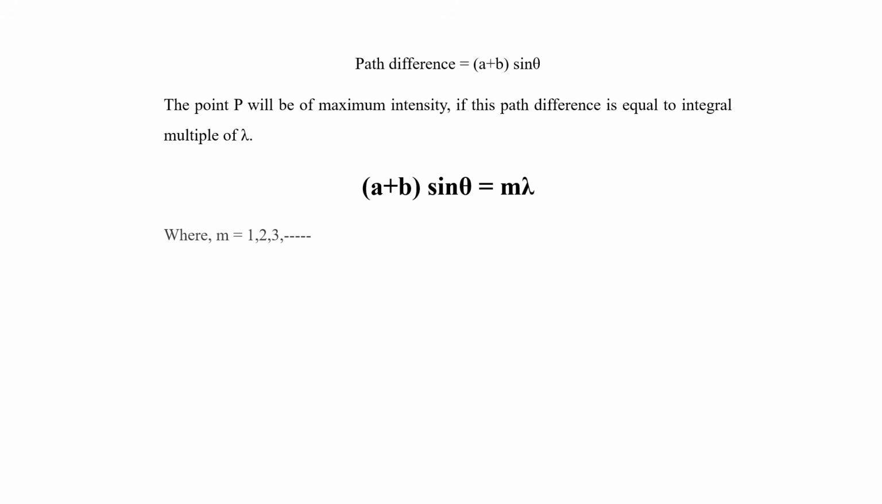Therefore, the condition for principal maxima becomes A plus B sine theta equals m lambda, where m equals 1, 2, 3, and so on, representing first order, second order, third order maxima. Lambda is the wavelength of light used. Theta is the angle at which maximum intensity is observed. Thus, bright fringes in a diffraction grating are formed only at specific angles, satisfying this condition. This equation helps us determine the angular position of different order maxima and is widely used to measure the wavelength of light accurately. This is all about diffraction of light. Thank you.